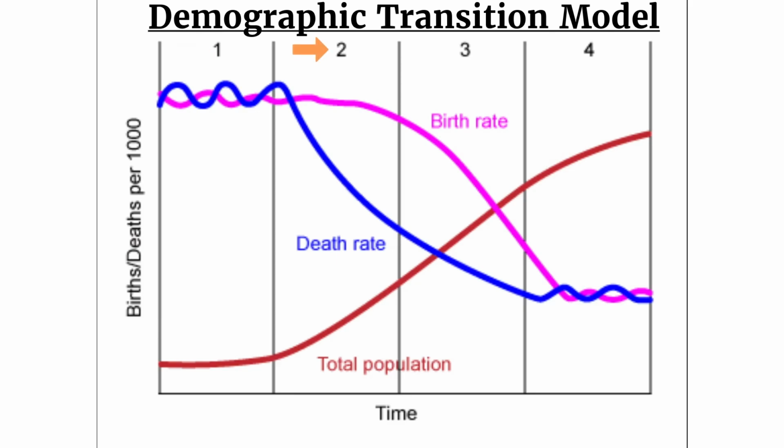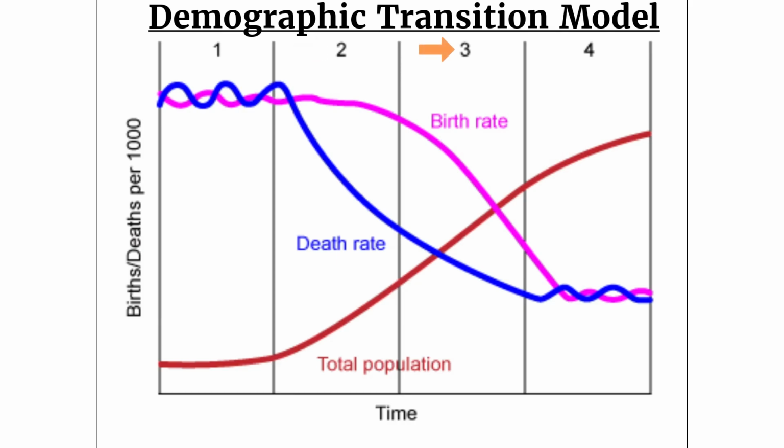Next, in stage two, the early industrial stage of the demographic transition model, countries begin to see a rapidly falling death rate as a result of widespread medical care, leading to rapid population growth. During this stage, the birth rate remains unaffected. Many third world countries today, such as Chad, fall into this stage of the demographic transition model.